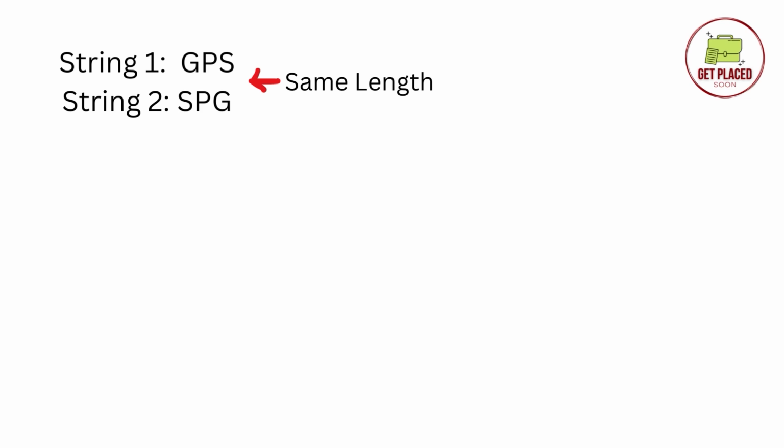First, check the length. When you check the length, you can know whether these two strings are of the same length. If they are of the same length, then continue. If they are not of the same length, we can say these two are not anagrams of each other. Now GPS and SPG are of length 3, so we move ahead.